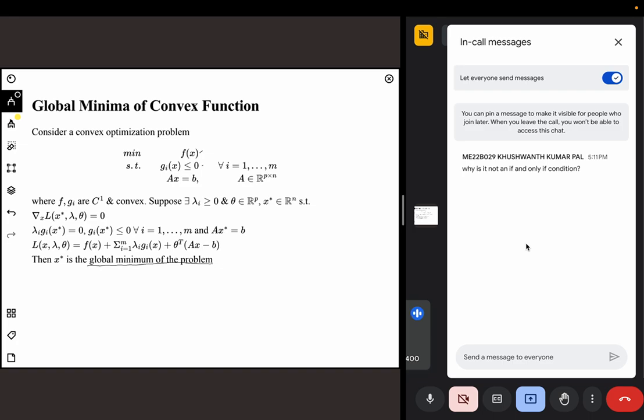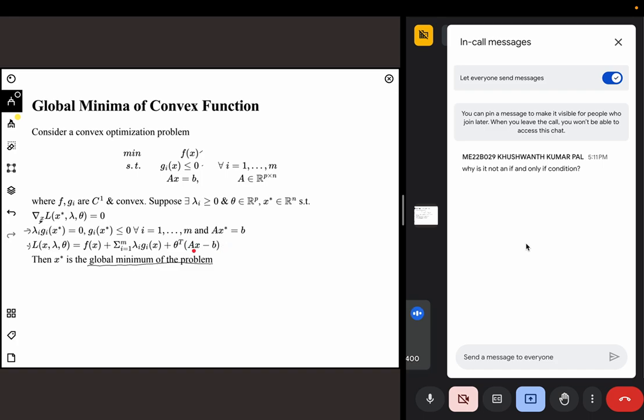How you solve the problem is you take the Lagrange function as f of x plus the summation of lambda i times g i plus theta transpose times Ax minus b. Then you take the gradient with respect to the decision variable x and make it equal to 0, and you also have the complementary slackness conditions. You need to satisfy these such that only the active constraints are involved in solving the problem, and inactive constraints are removed from the problem.